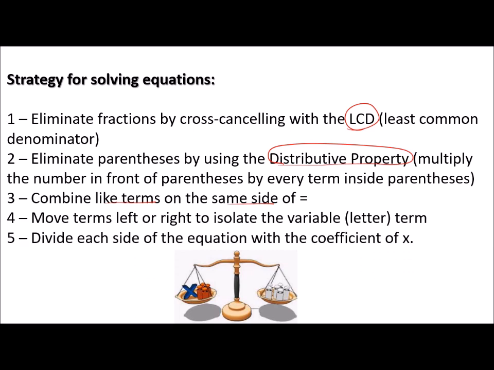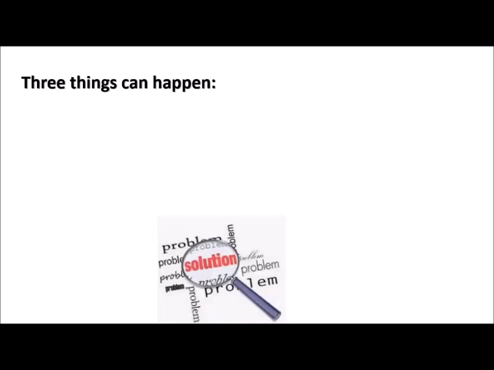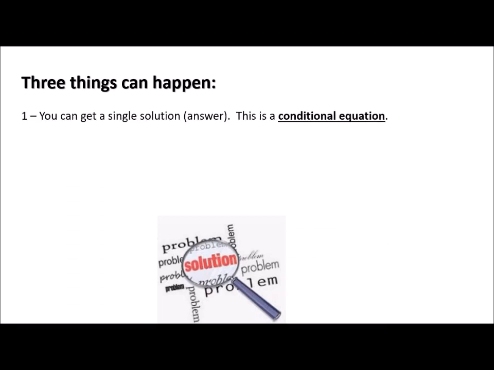And only last should you divide each side by the coefficient of x. That is the number in front of x. Now, when you do this procedure of solving, three things could happen to you. Thing one, you could get a single solution or an answer. If that happens, then you have a conditional equation.